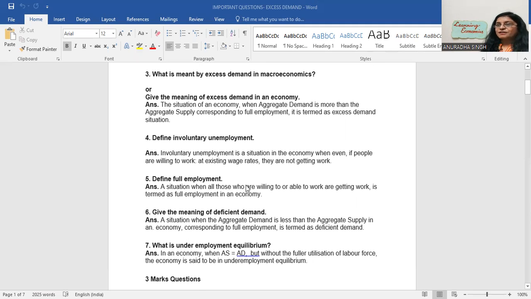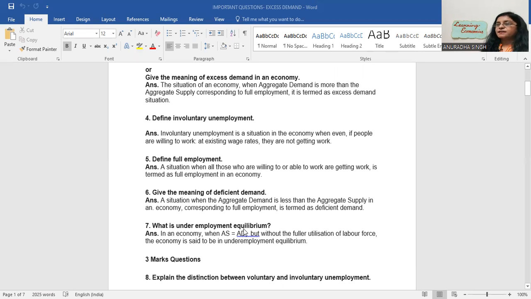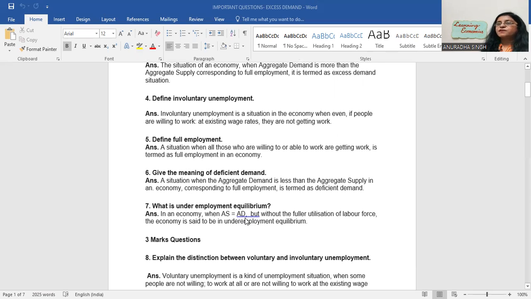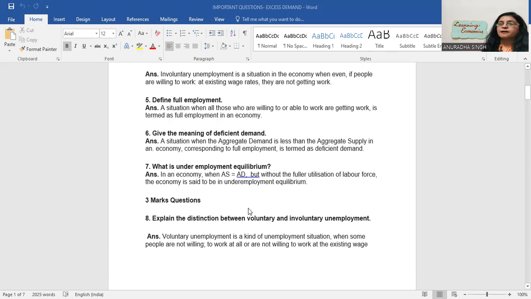Then what is deficient demand? When aggregate demand is less than aggregate supply, it means there is deficiency in demand. So I hope that you understand the meaning of deficiency. When there is less demand as compared to supply, then it is deficient demand. What is underemployment? Underemployment is a situation when fewer people are working than required. Means we require 10 people, but only 6 people are working and they are not even fully utilized. That is underemployment.